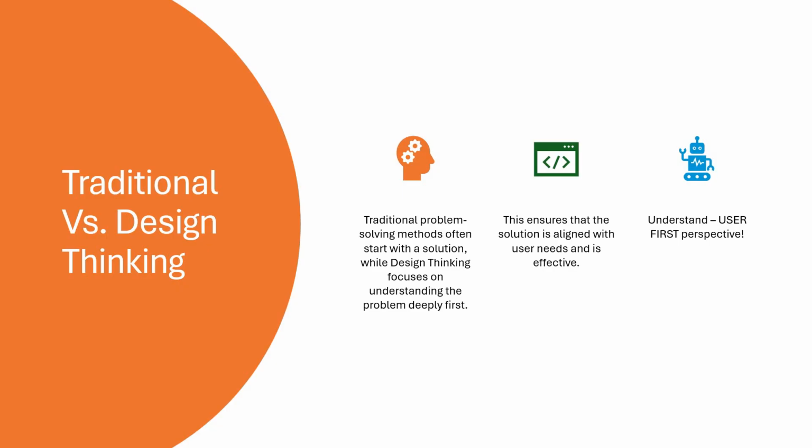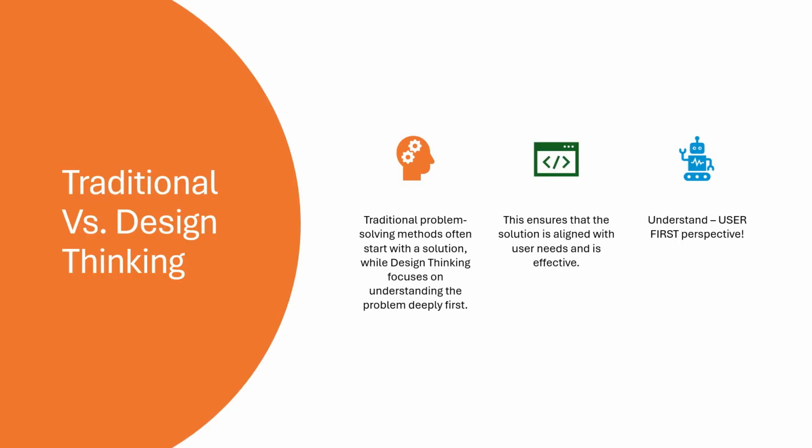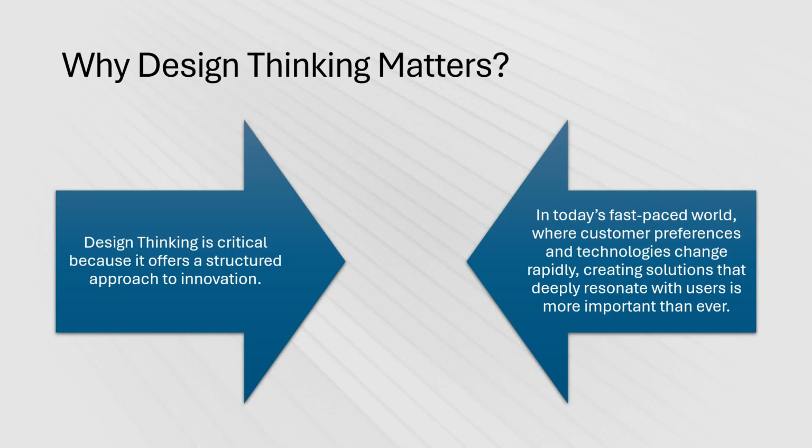In this quick session, we understood three very important things. We started with the core elements of design thinking. Then we went to the differences between traditional and design thinking, and the thought process that we need to align with was also discussed very clearly in this session. And finally, why design thinking matters was also discussed. In the next session, we will discuss more, and it's going to have more examples as well.